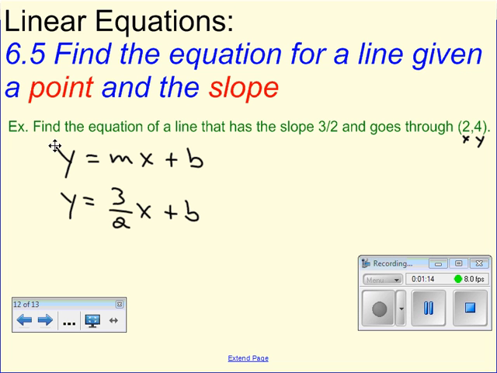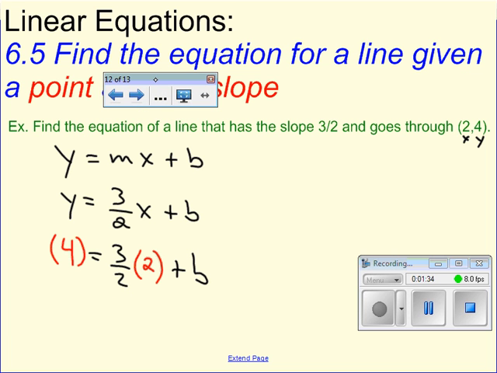So I'm going to substitute 4 in, and that's equal to 3 over 2. And I'm going to substitute the 2 for the x, which is my point. My point is 2 and 4 here. And I'm now left with one unknown, and that's my b value. So the first thing I'm going to do, 3 over 2 times 2. Oh, look at that. The 2's cancel out, and I'm left with 3. So I have 4 equal to 3 plus b.